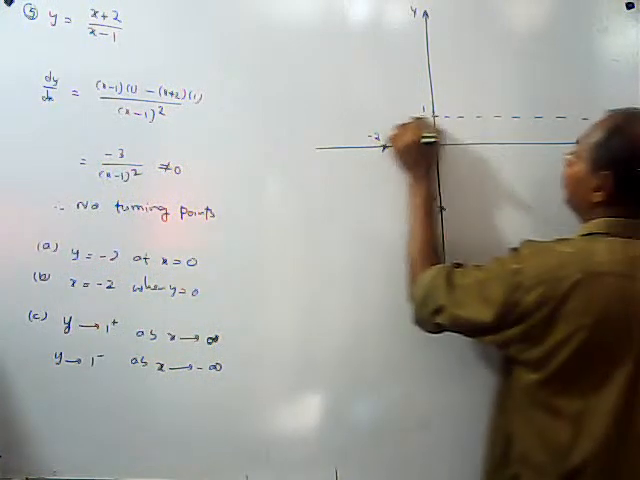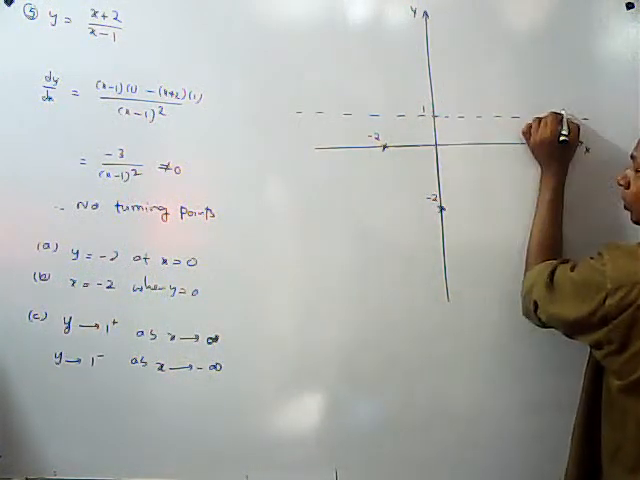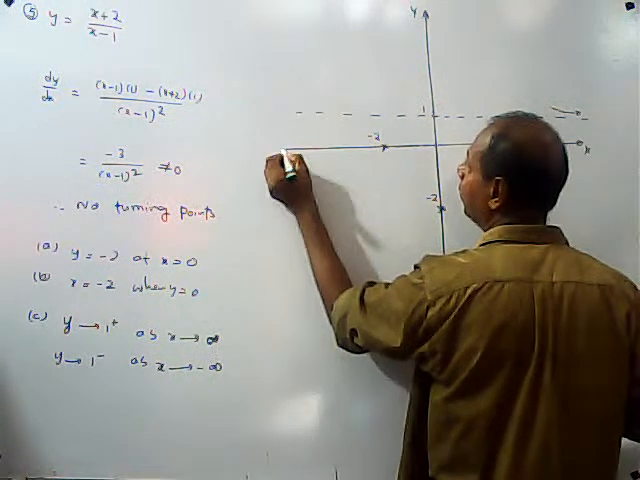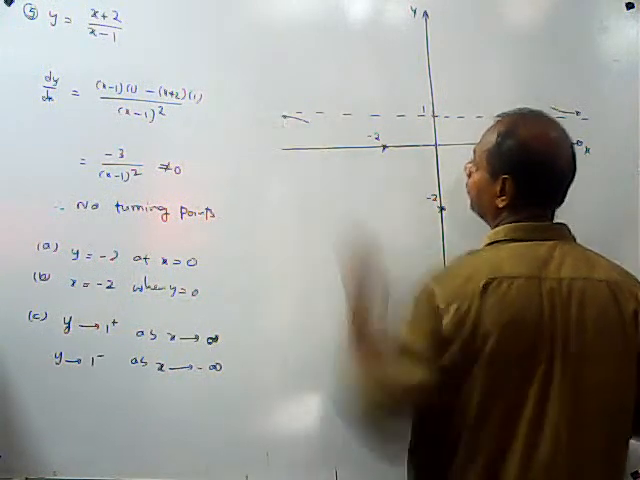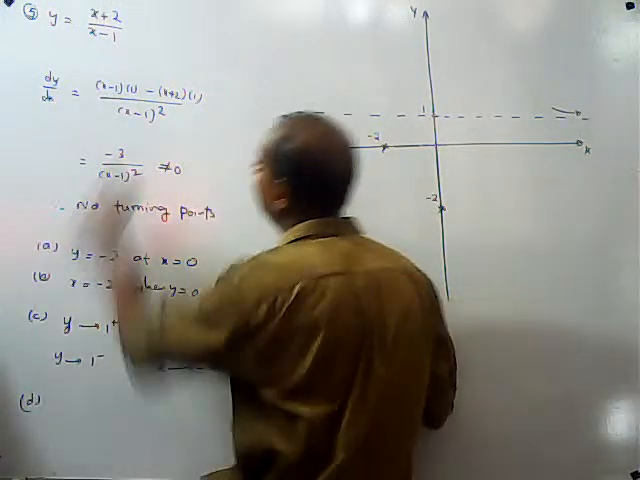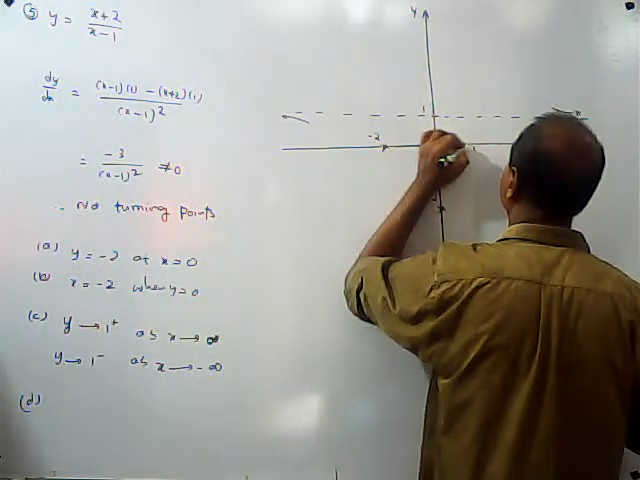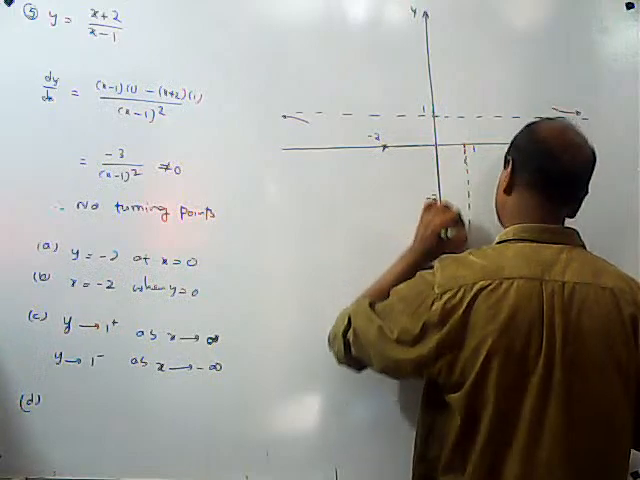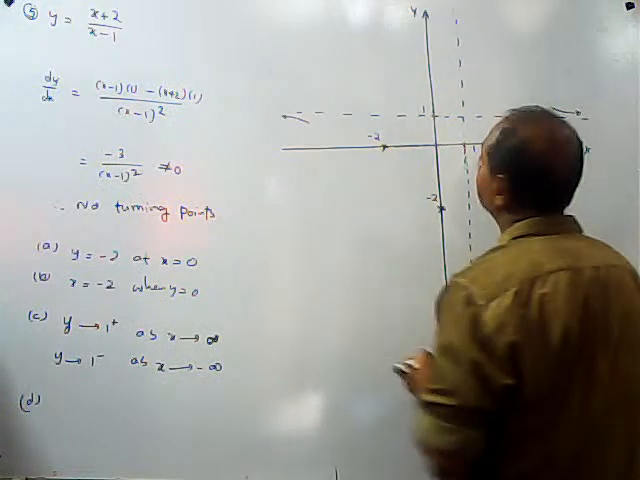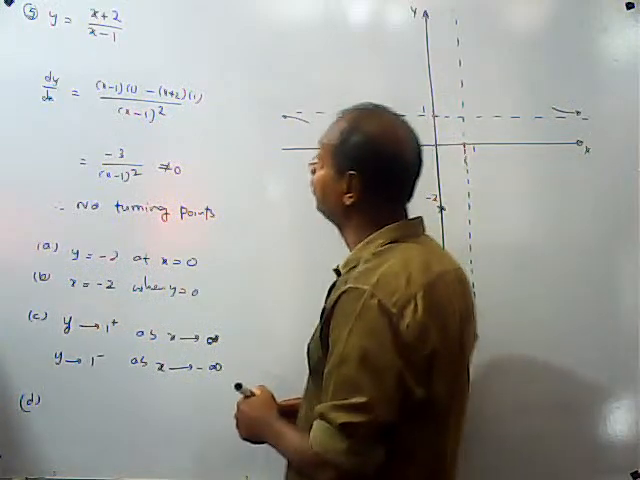So you have a horizontal asymptote. As x goes to infinity we go to 1 from above, on the left we go to 1 from below. Then the vertical asymptote: there is a vertical asymptote at x equals 1.